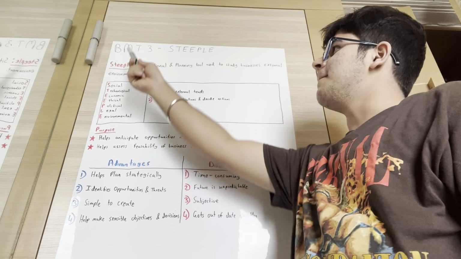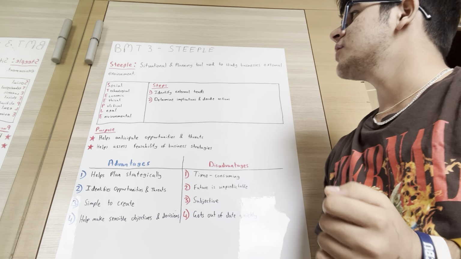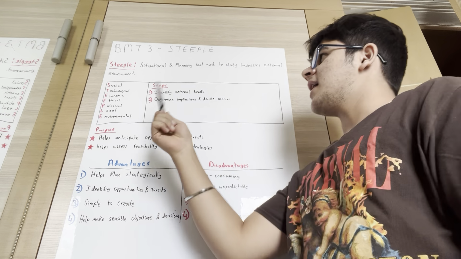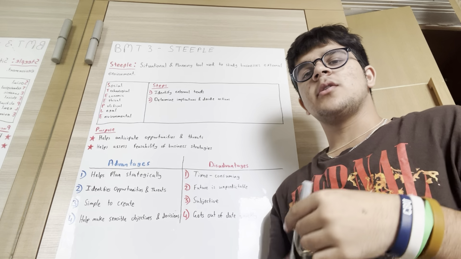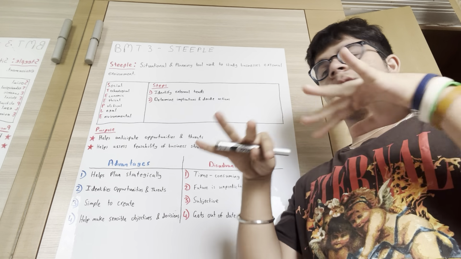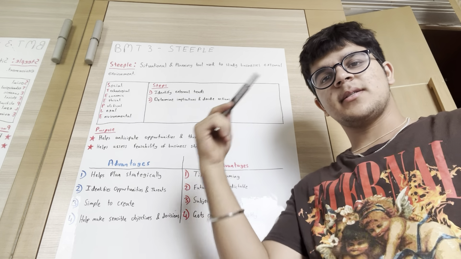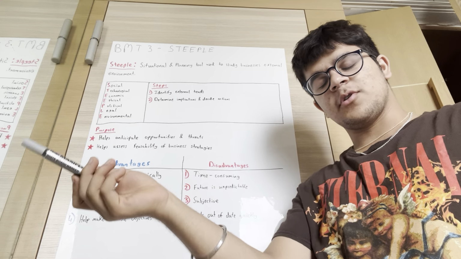This is BMT3 STEEPLE analysis. So, your STEEPLE analysis is a situational and planning tool that basically looks at a business's external environment. This helps you make business decisions and strategies for the future.